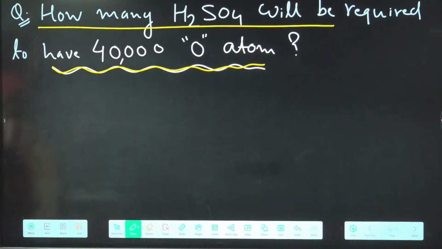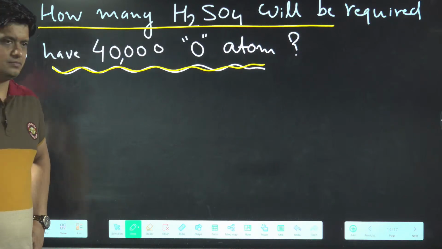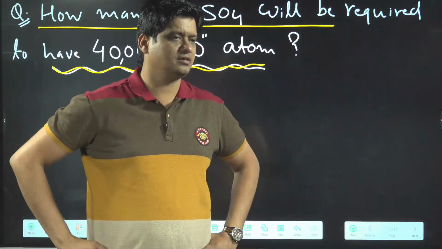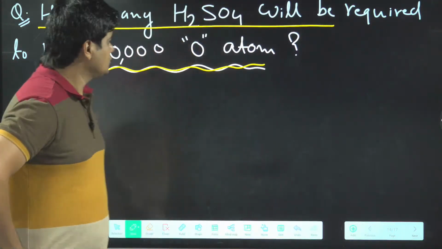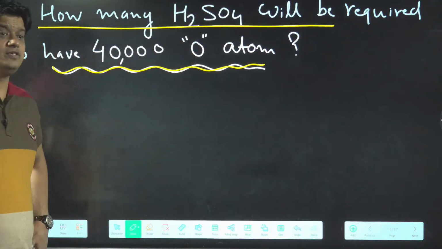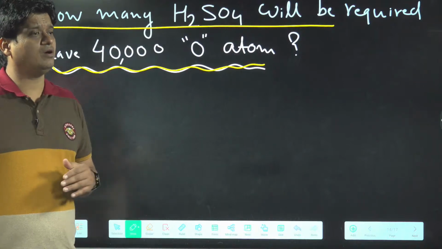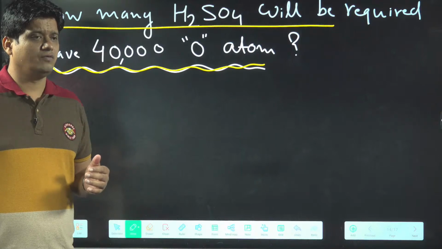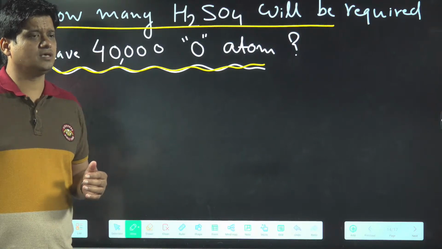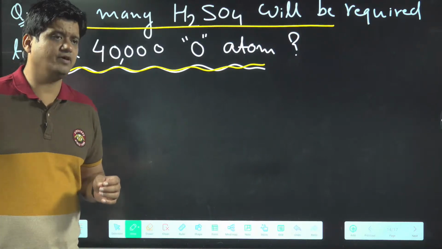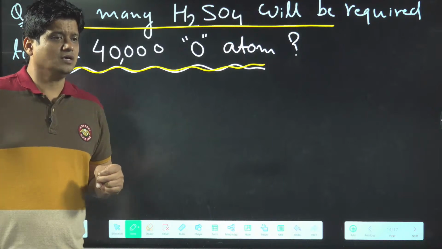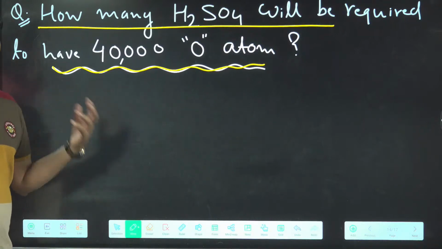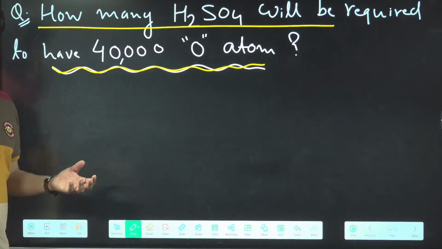Now try to find the initial and final. This is the basic fundamental of your unitary method. So initial thing is what? Which is given or which is asked? Please reply. Which is given? Very good, you are right. Initial is what is given to you.